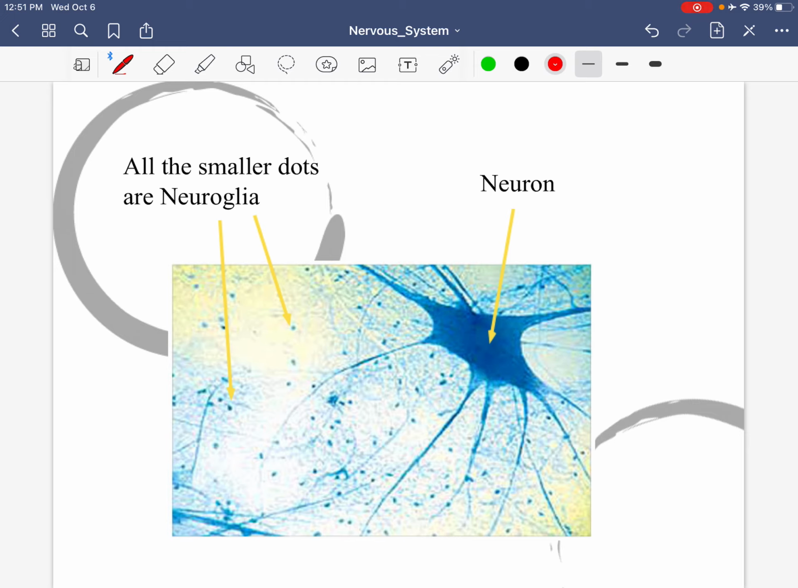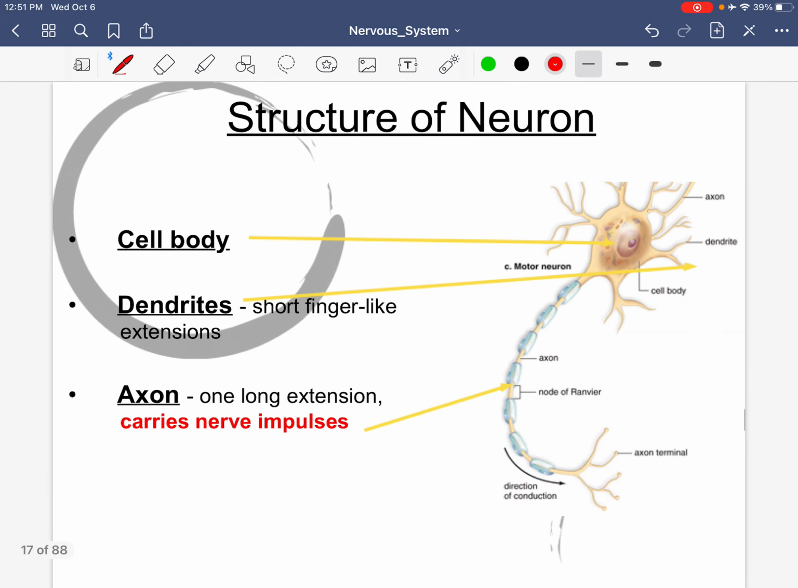Really cool. Okay, so here we go. This is actual nervous tissue. You see the neuron, and then all those smaller dots are neuroglia. They're everywhere. We couldn't have nervous tissue without it. It's a really cool picture. All right, make sure you review the basic structure of a neuron.